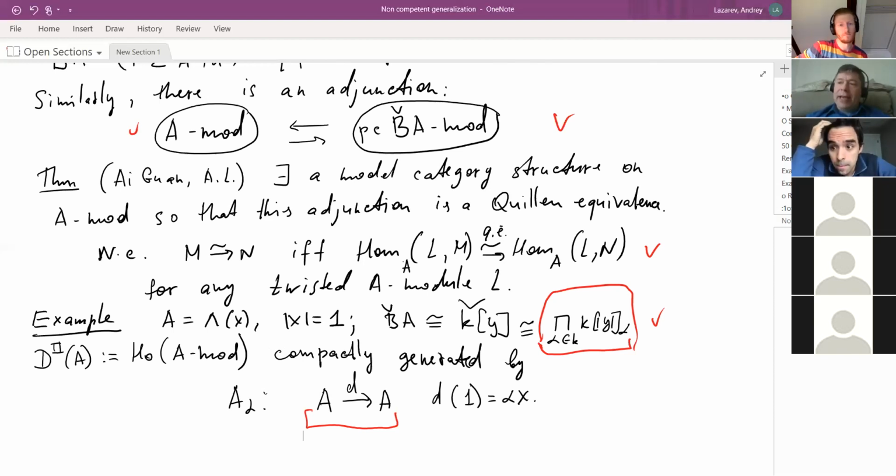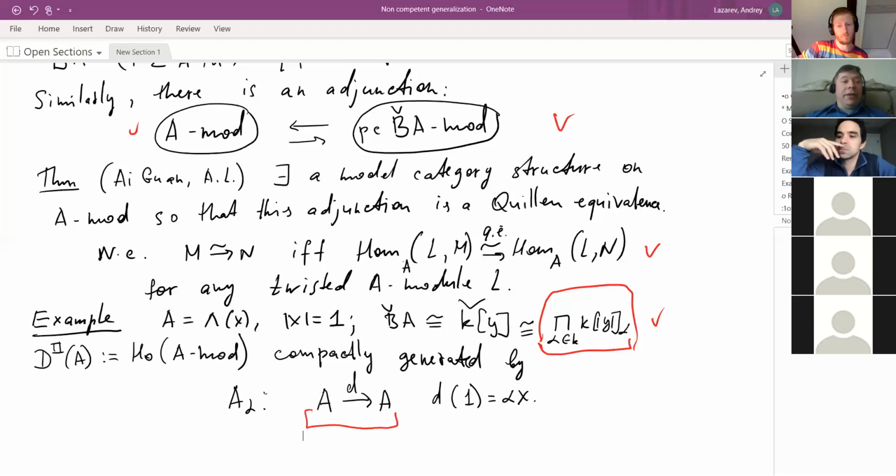If you have a differential graded algebra A, then normally its derived category is an invariant of its quasi-isomorphism class. So if you have another differential graded algebra B that is quasi-isomorphic to it, then it has the same derived category. Okay, that's not true here.